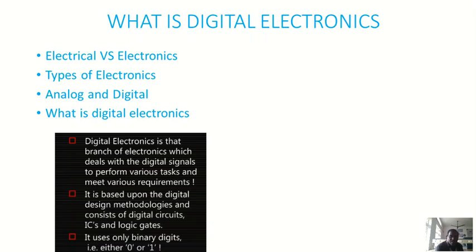What is digital electronics? Digital electronics is that branch of electronics which deals with digital signals to perform various tasks and meet various requirements. It is based upon digital design methodologies and consists of digital circuits, ICs, that is integrated circuits, and logic gates. It uses only binary digits, that is zeros and ones.